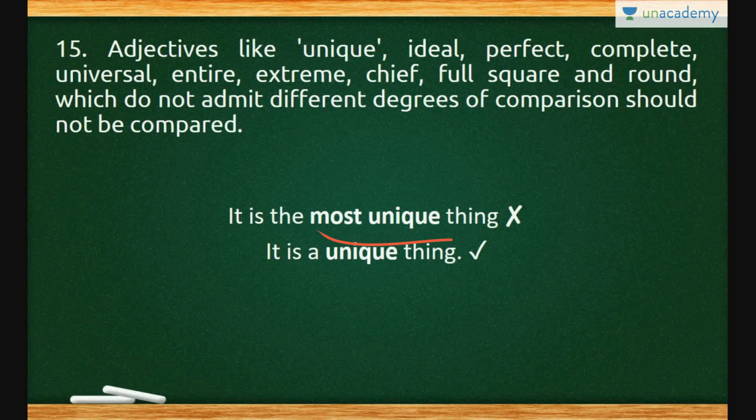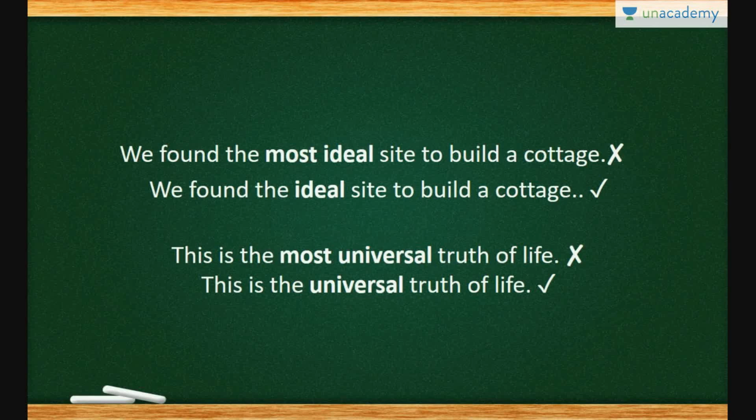So, it is the most unique thing is wrong. You would say it is a unique thing. Similarly, you don't say he is the most ideal person for me, or he is the most ideal match for me. You would say he is the ideal match for me. Now, let's look at a few more examples. We found the most ideal site to build a cottage. Once again, ideal comes alone, it does not come with most. We found the ideal site to build a cottage. This one is correct.